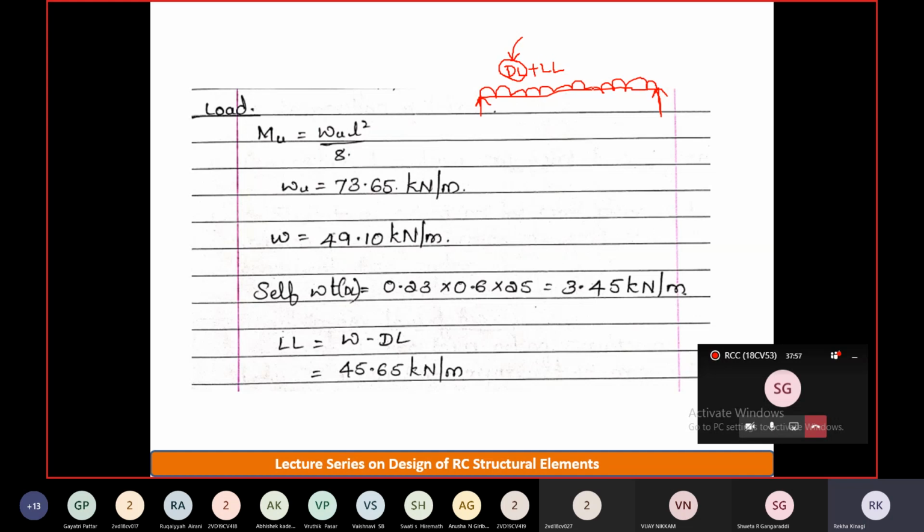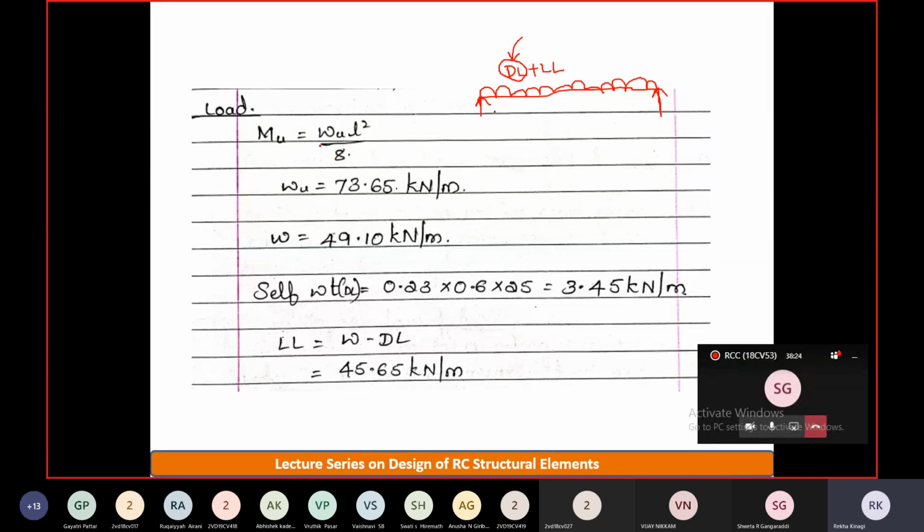So what is the total load? First let me calculate that. Since it is superimposed load, we'll consider it as a UDL, that is uniformly distributed load. So the maximum moment of a simply supported beam will be at the center, and if it is UDL, it is Wu L square by 8. So what is this Wu? It is the total load. Mu is already calculated.